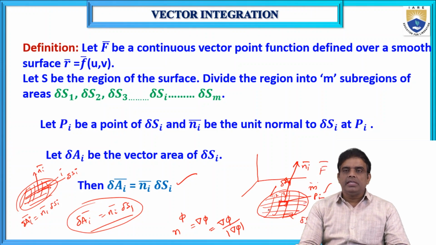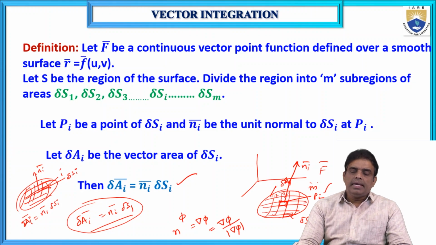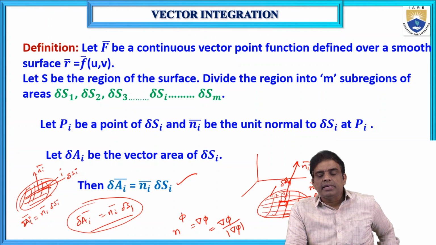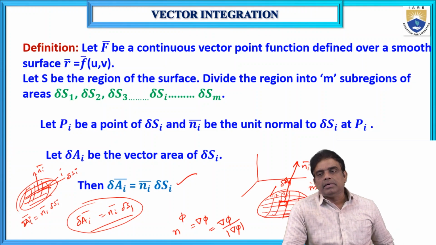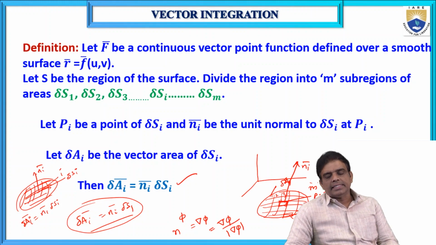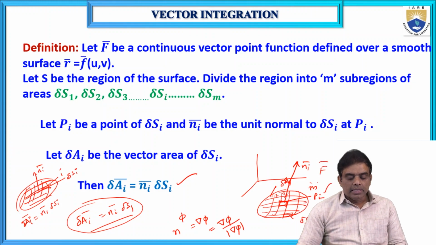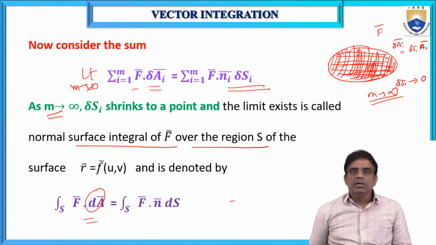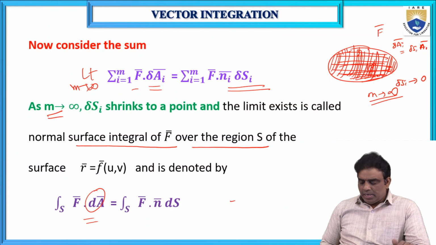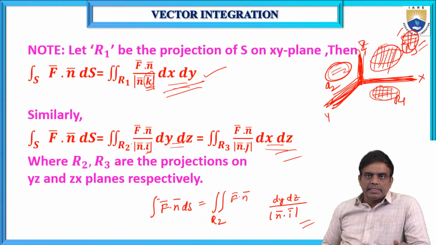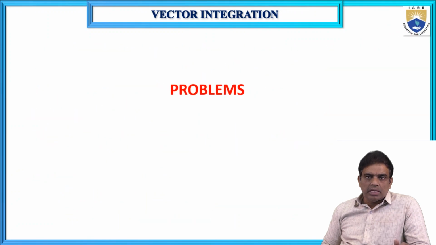So delta Ai bar is nothing but Ni bar, which we call the unit normal vector to the surface at the point Pi of the surface area delta Si. Then the surface integral is the integral of f bar dot dA bar, or f bar dot n bar into dS. So I will go through some examples so that we can solve the problems.